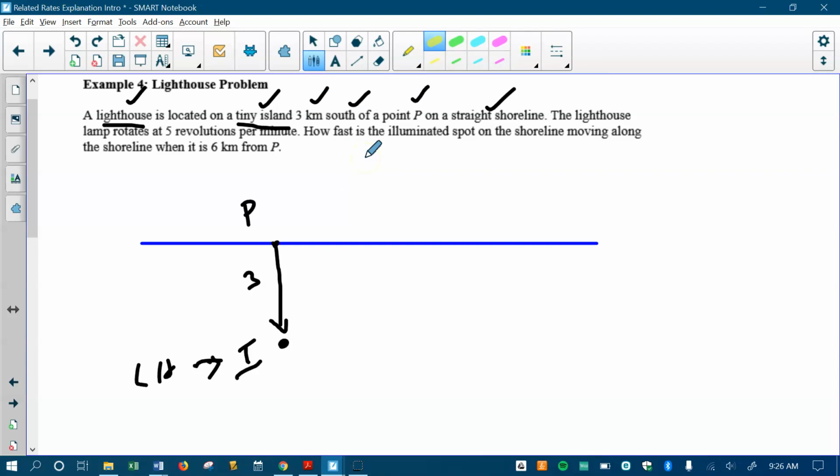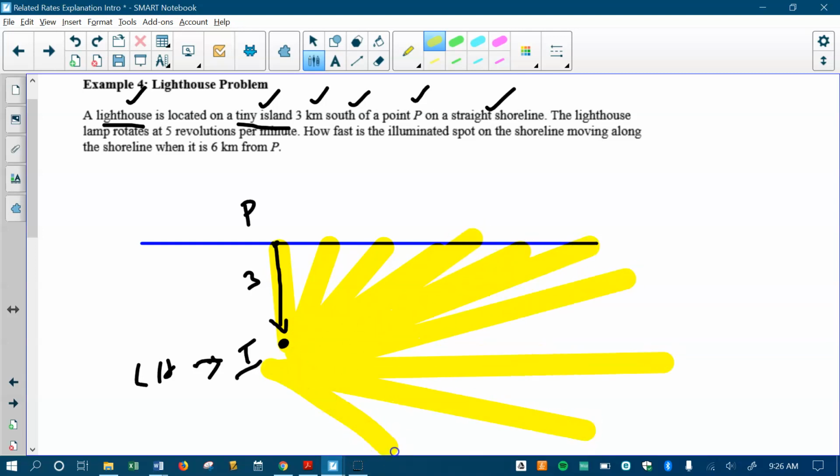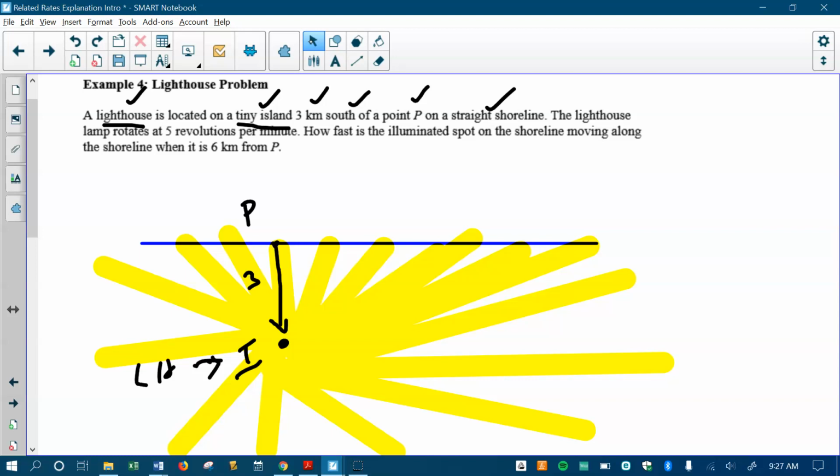What that means is this light is, I think you've seen maybe a lighthouse. It's just shining this light all the way through, and then it goes around, right? Okay, so that's a lighthouse. What it's saying is that there's a lighthouse, and how fast is the illuminated spot on the shoreline moving along the shoreline?